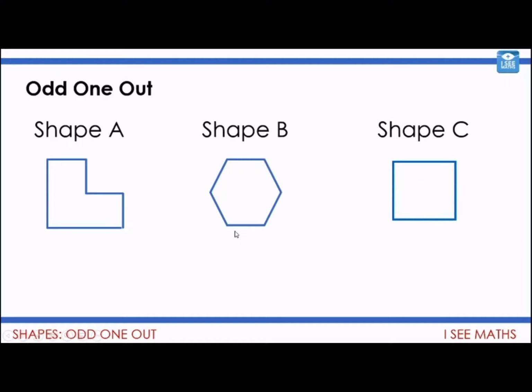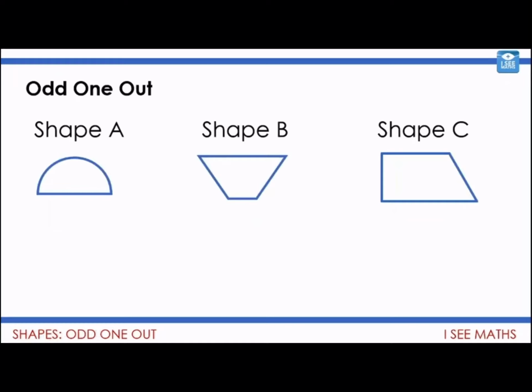No, wait a minute. Shape B. That could be the odd one out because look, all the angles are obtuse. They're more than 90 degrees. Hang on a minute. No, it's shape C because these 2 shapes, they're hexagons. They've got 6 sides. Shape B isn't. It's a square.